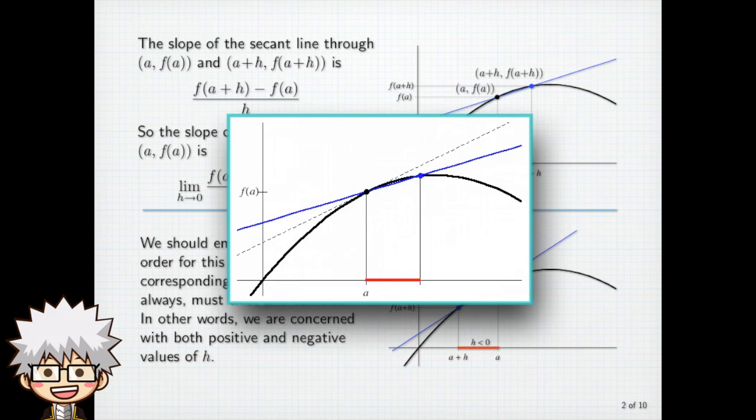Notice the tangent line is the dashed line in the picture. The secant line is the blue line. What we'll see here first is the secant line getting closer and closer to the tangent line as h approaches 0 from above, and then the same thing as h approaches 0 from below.